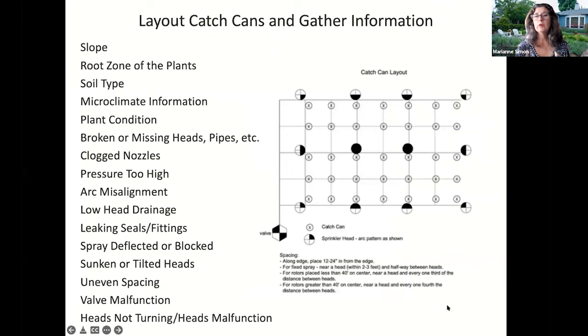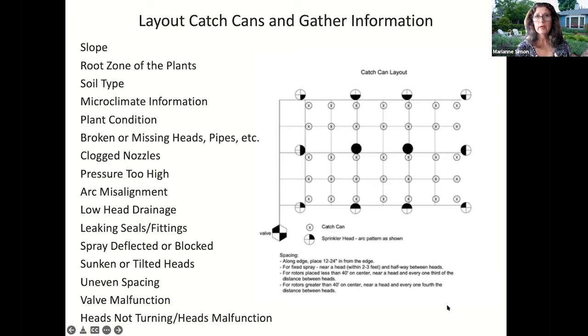And then if you are moving forward with a catch can test, and again, the reason you do a catch can test at this point is really to understand in more detail how your irrigation system is performing, how that water is being applied, and are there areas of the zone that are getting either too much or not enough water, and then making the appropriate changes after that.